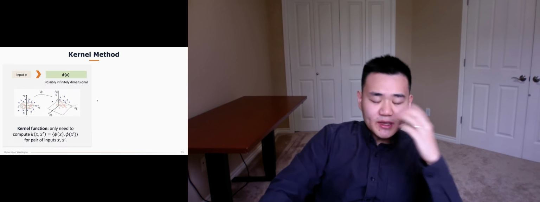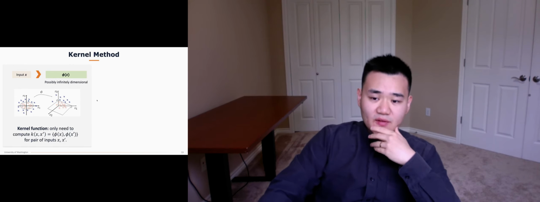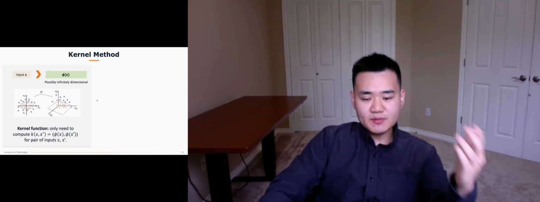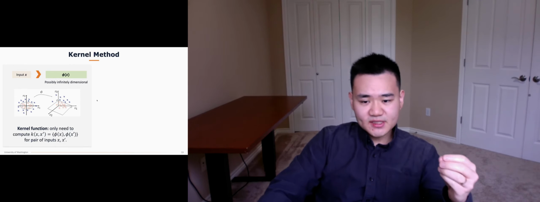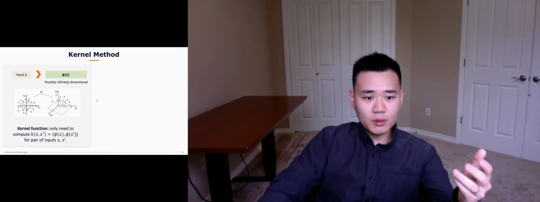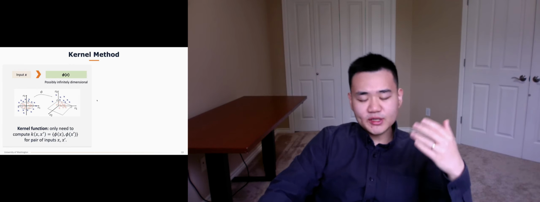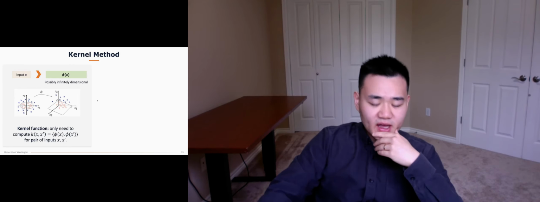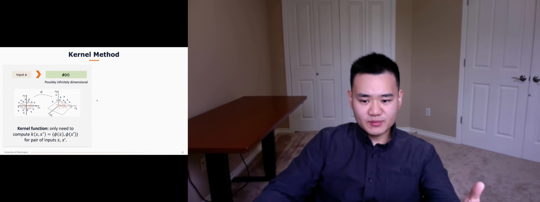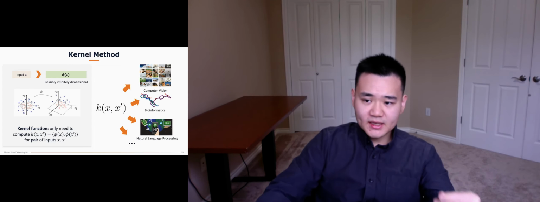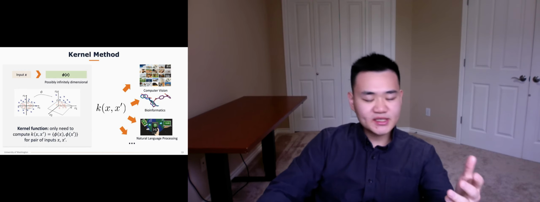Okay, so let me give you a quick recap of what a kernel method is. For a kernel method, we use a feature map phi, which maps the input to a high-dimensional feature space, such that in the high-dimensional feature space, the problem becomes easier. And for a kernel function, we don't need to compute this feature map explicitly. All we need to compute is the kernel function between two feature maps of two inputs. And the kernel method is very popular. It can be used in computer vision, bioinformatics, signal processing, etc.